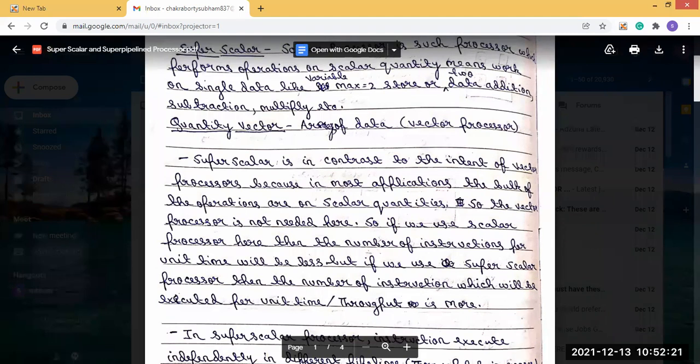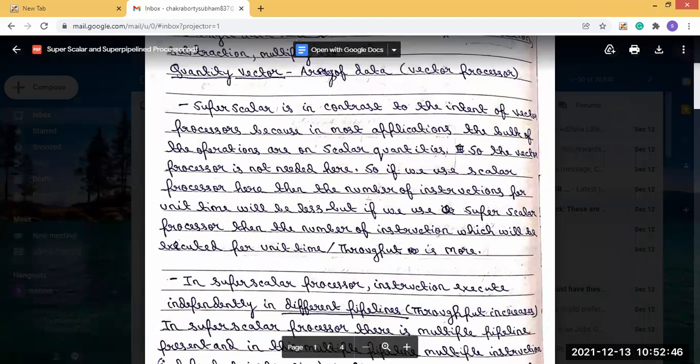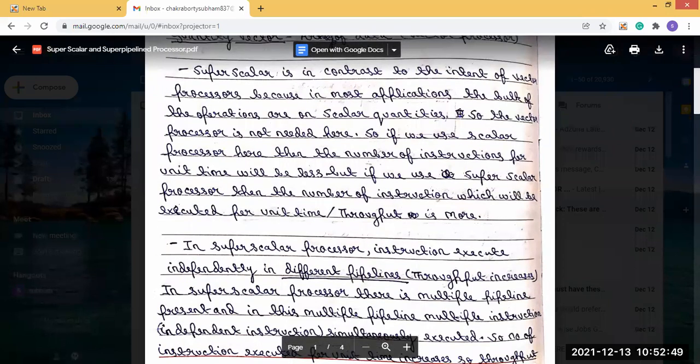Basically, in our daily life, most applications work on the operations of scalar quantities only. So that's why a vector processor is not always needed. In some cases we require it, but mainly we use the superscalar or the scalar processor. And in a superscalar processor, instructions execute independently in different pipelines. They are not dependent on others. Their working will be independent and in different pipelines.